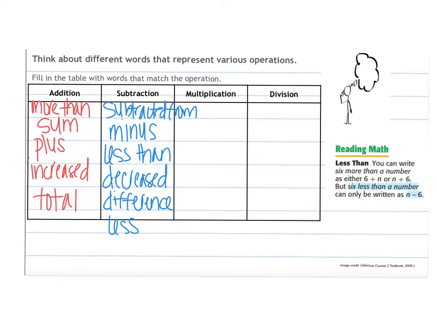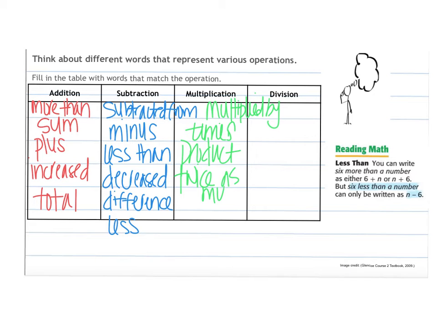And then we have multiplication. So it just could simply be something multiplied by something else. Times means multiplication. Product means multiplication. That's the answer to a multiplication problem. And then twice or twice as much would mean to multiply it times 2.